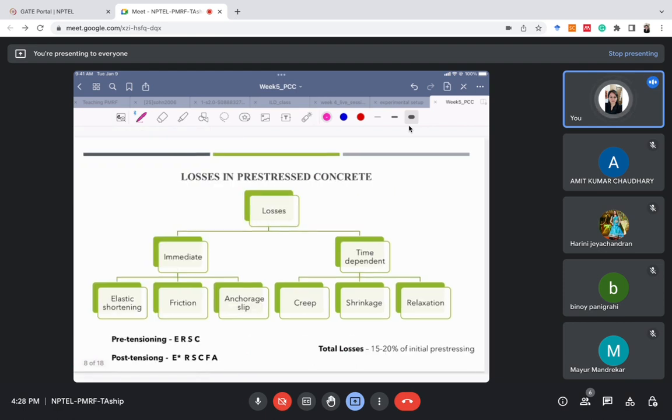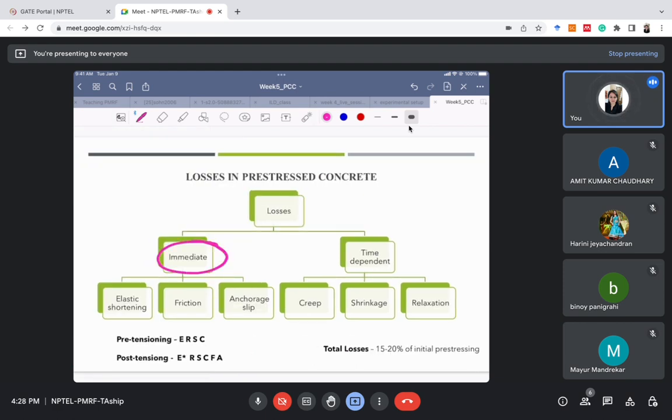One type of loss is the immediate loss, which happens during the transferring process, and one kind of loss is a time dependent loss, which happens later, like you have read about creep, shrinkage, that happens after some time, right? So this is the time dependent loss, and this is the immediate type of loss. We'll not go deep into these types of losses, just we should remember these elastic shortening loss, friction loss, and anchorage slip loss are the immediate type of losses.